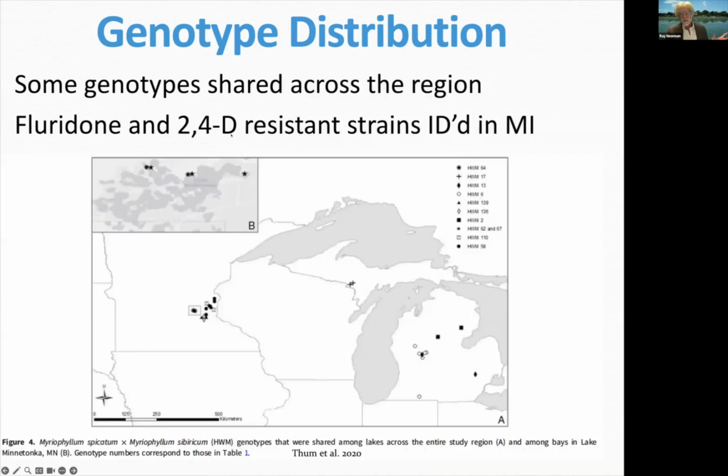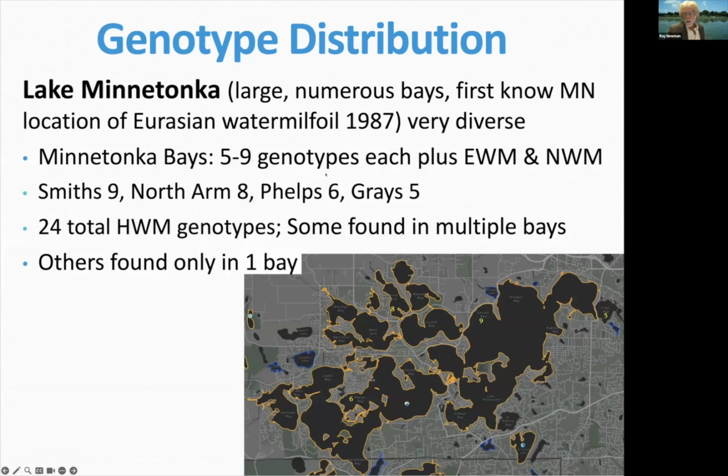Some genotypes are actually shared across the region. Actually I think we'll show more information on this, but genotypes that are found in Michigan can be found in Minnesota or found in Wisconsin. And furthermore, there are genotypes that are resistant, say, to fluridone and 2,4-D that have been identified in Michigan. So that's important. There are known fluridone and 2,4-D resistant strains there, and we have to be worried that they could end up showing up in Minnesota.